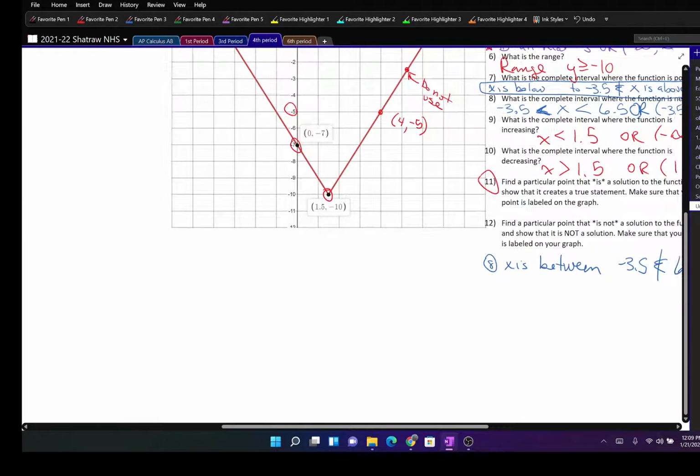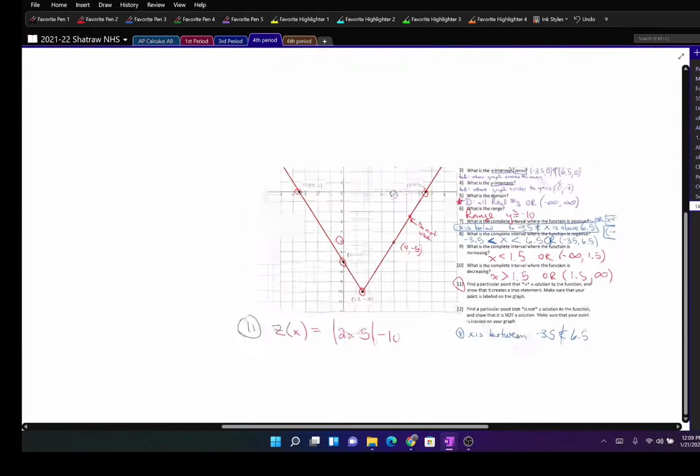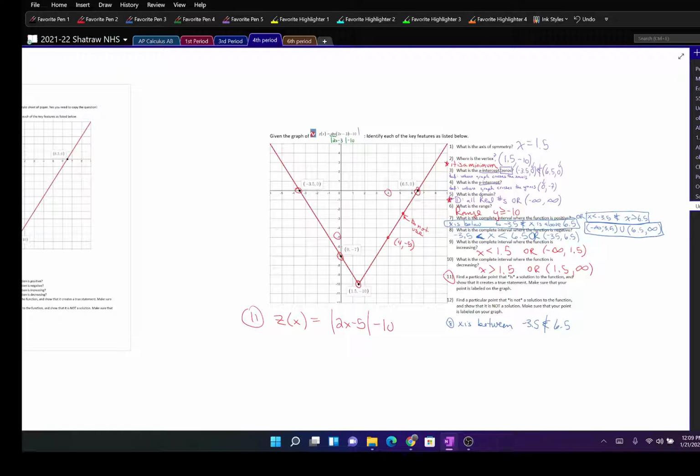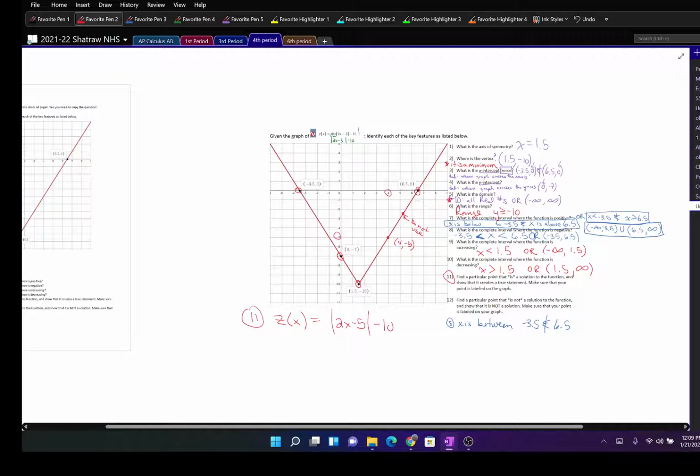So now I'm going to do number 11. And I got to remember what the original function was. Z of x equals, it was absolute value of 2x minus 5 minus 10. Let me just double check that. I'm looking up here. Ooh, it was minus 3? I'm sorry. It's a minus 3. Okay, I feel bad about that now.